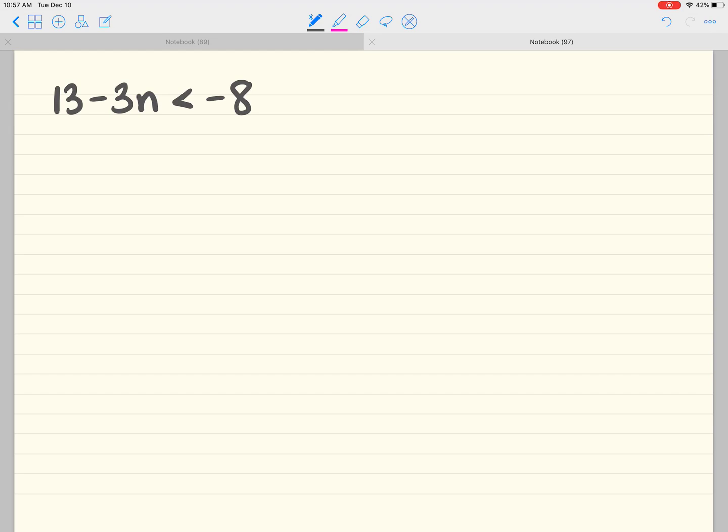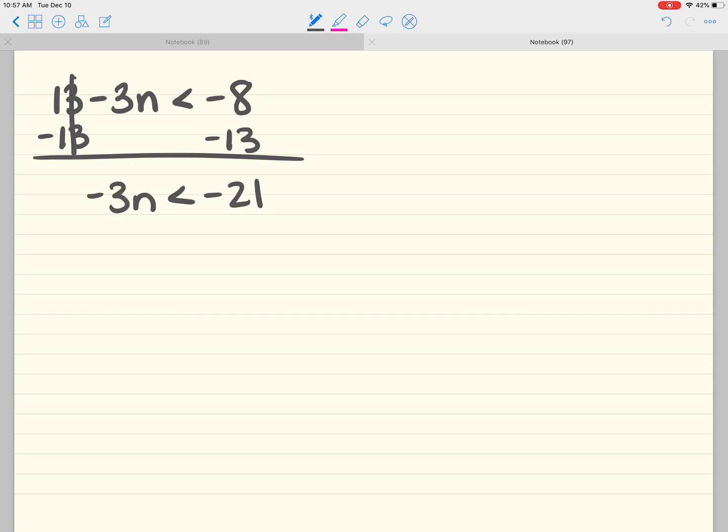Can anybody tell me here what would be my first step? Subtract 13. Why would I not add 13? Because the number is positive. Good, because the opposite of 13 would be negative 13. So that cancels. What would it leave me with? Negative 3n is less than negative 21. Don't forget that negative sign, okay? Good.